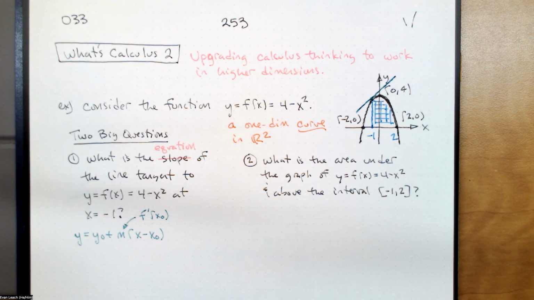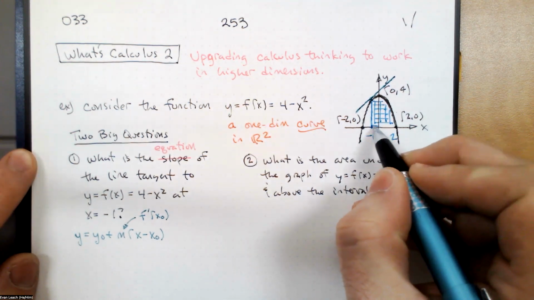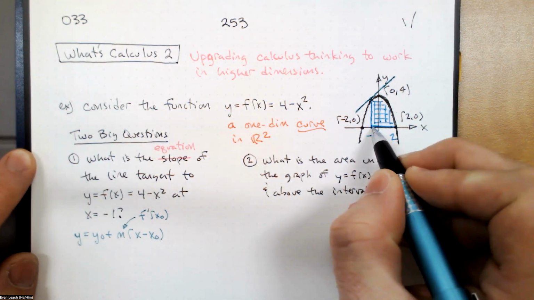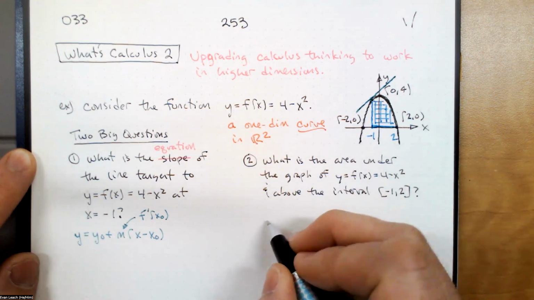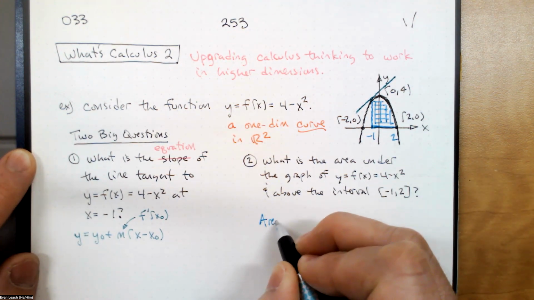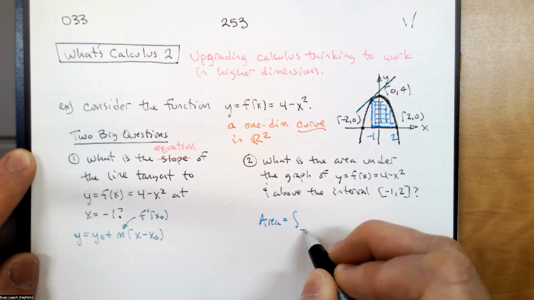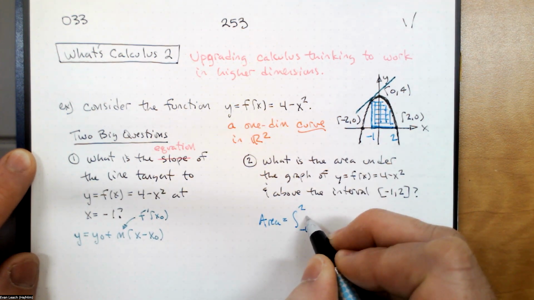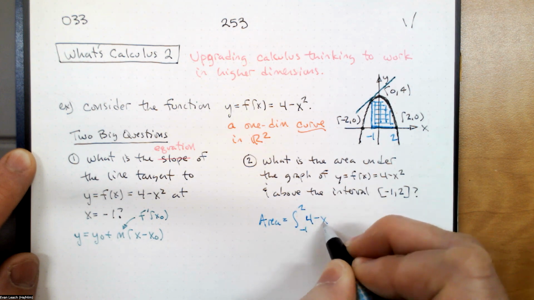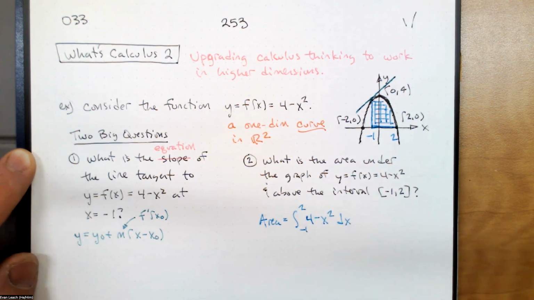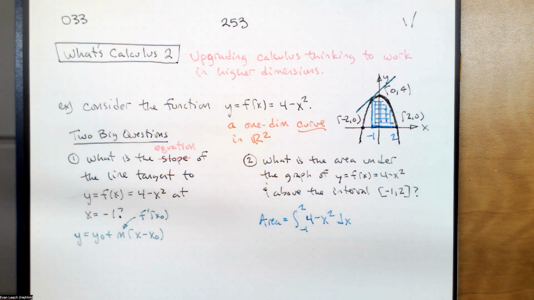How do we find the area under the curve, 4 minus x squared, and above the interval from -1 to 2? What object do we use for there? What operation do we use here? We integrate. We use specifically the definite integral. So the area is the definite integral from -1 to 2 of the function. I'm just going to write it in context. The definite integral of the function over the interval.